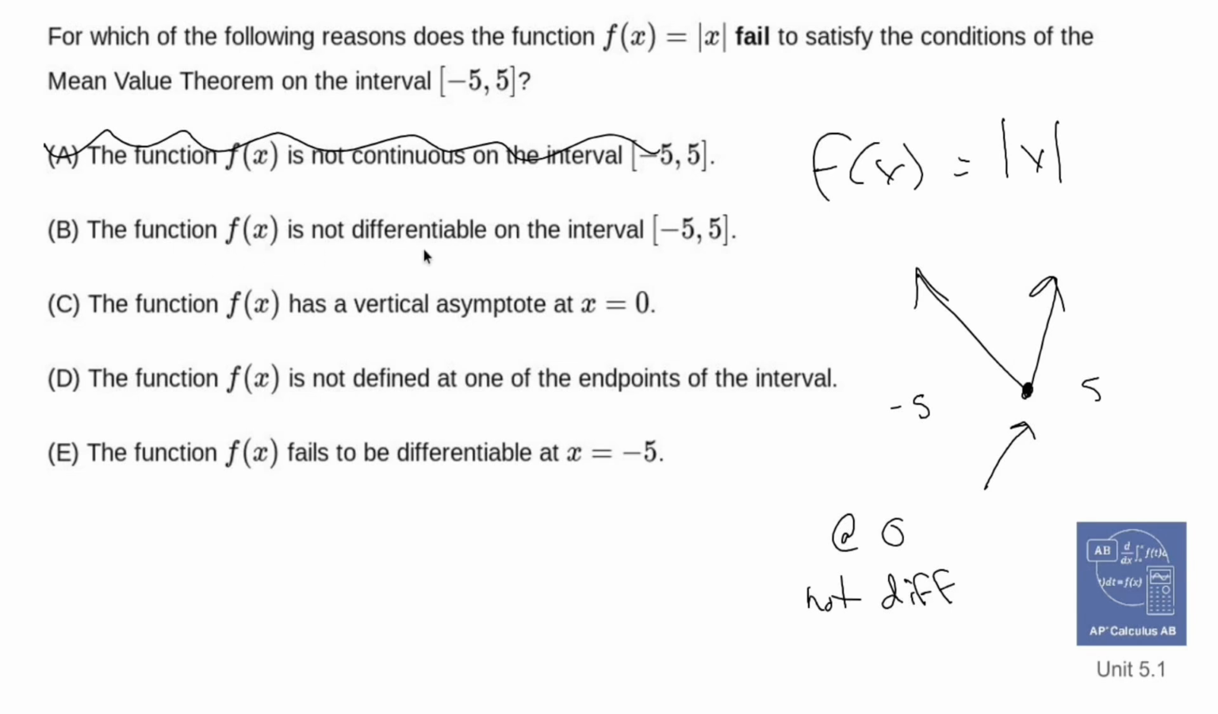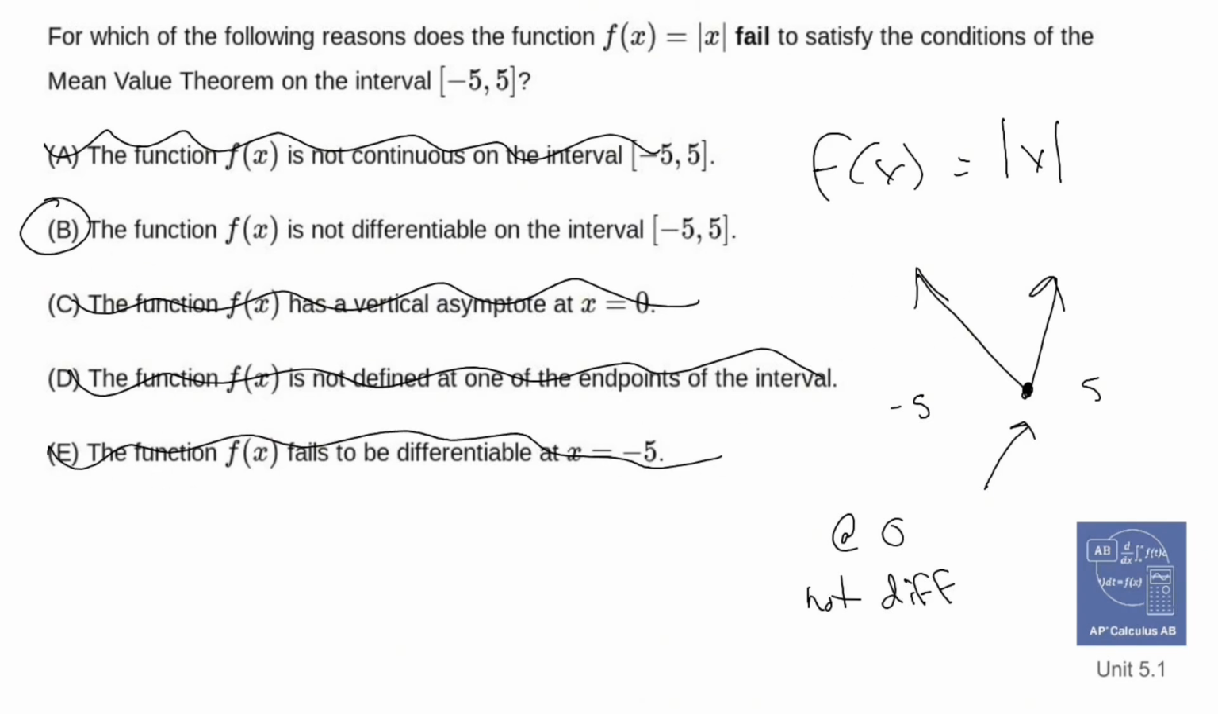The function is not differentiable. That's correct. The function has a vertical asymptote. That's not true. The function is not defined. That's not true. And the function fails to be differentiable at -5, which is not true because at -5 it's a straight line, so that's not true. So B is our guy.